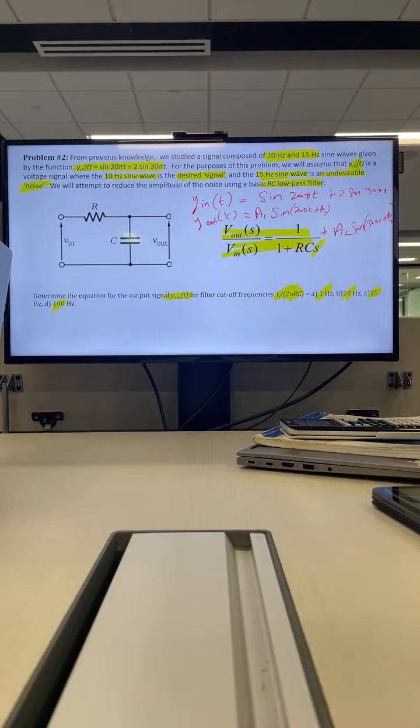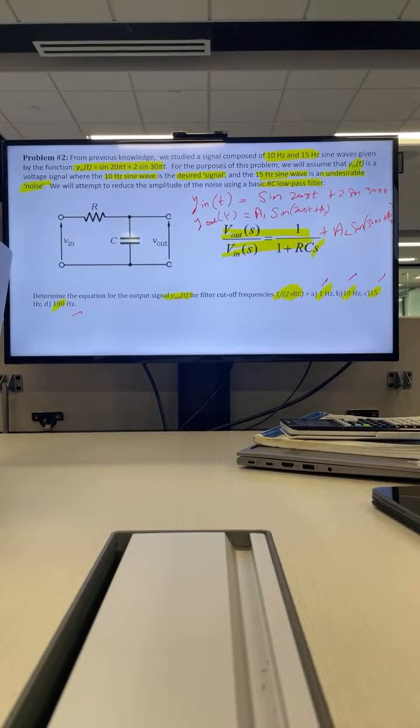So now, your task is to calculate all these values of A1, phi 1, A2, phi 2 and plug in the values here and write the final equation. The new equation is different for one hertz than for 10 hertz, and than for 15 hertz and 100 hertz, because they have different cutoff frequencies. Did you get it, guys?